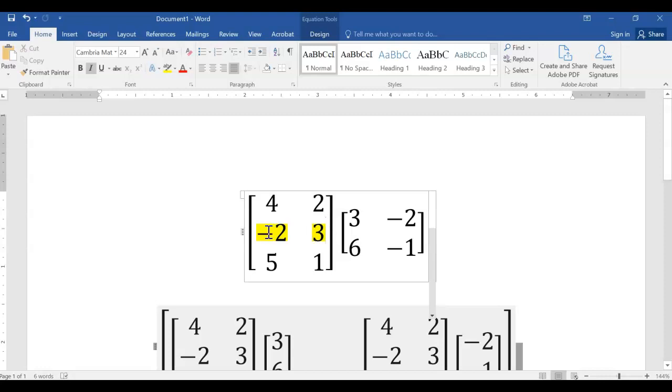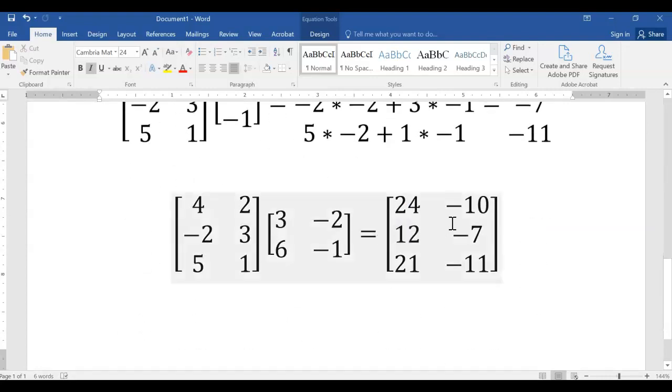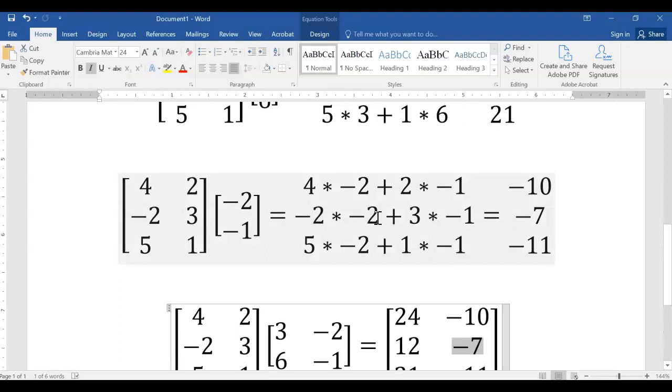Then once I get the first entry, I'll get my second entry by taking negative 2 times negative 2 plus 3 times negative 1. Think about that for a second. We've taken row 2 of matrix A and multiplied it times column 2 of matrix B. That should give our resulting 2-2 entry, row 2, column 2, which was a negative 7. And we got that by taking negative 2 times negative 2 plus 3 times negative 1.